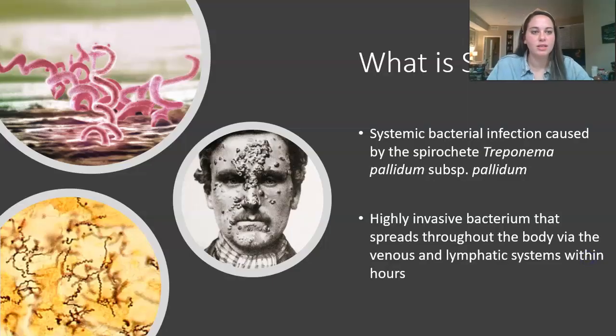So what is syphilis? Syphilis is a systemic bacterial infection that's caused by the spirochete Treponema pallidum subspecies pallidum. It's a highly invasive bacterium that spreads throughout the body via the lymphatic and venous systems within hours. And it has a large number of potential clinical presentations. Because of the many symptoms that appear, they are similar to other common infections. Syphilis has been given the name the Great Imitator.